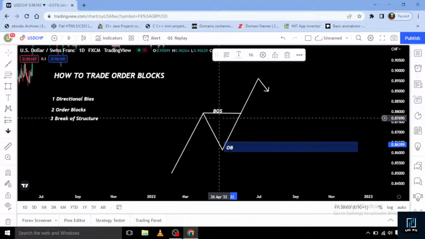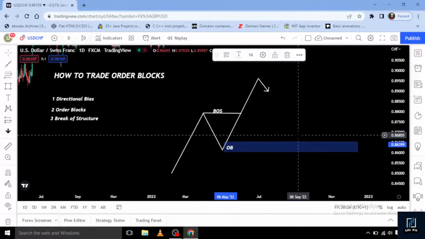Liquidity is basically the way institutional traders induce less informed traders into taking wrong positions. When the institution wants to sell, they induce less informed traders to buy, thereby taking them out. Before price returns to this order block, you need to spot liquidity. It comes in the form of equal highs, equal lows, and trend lines.